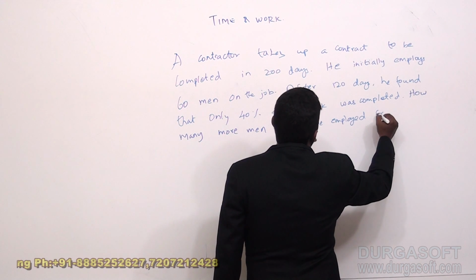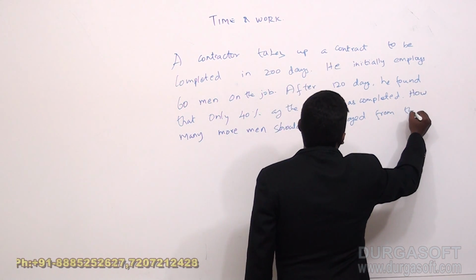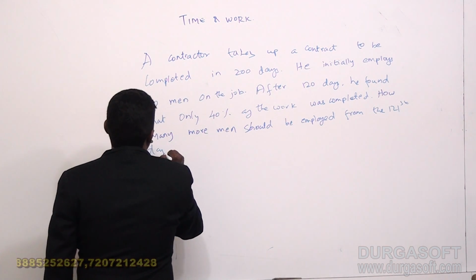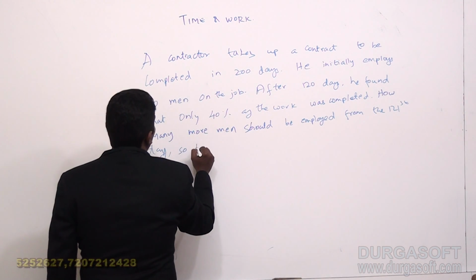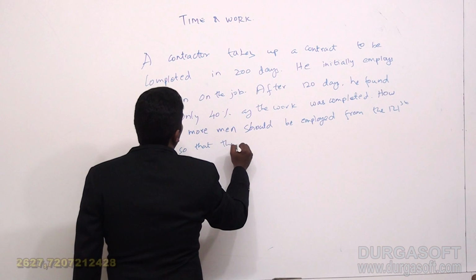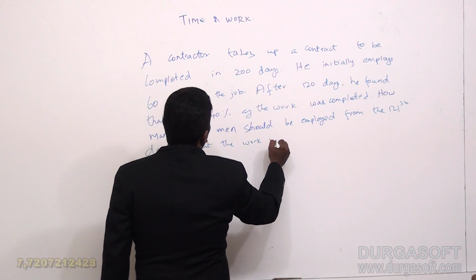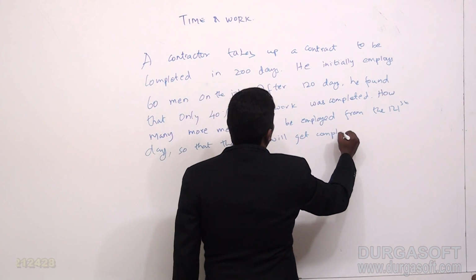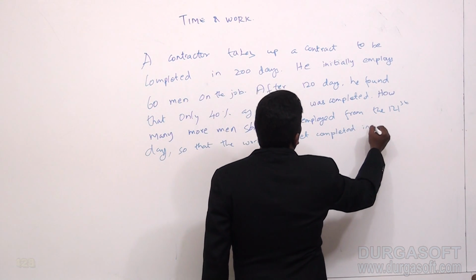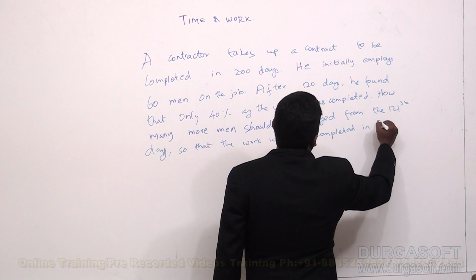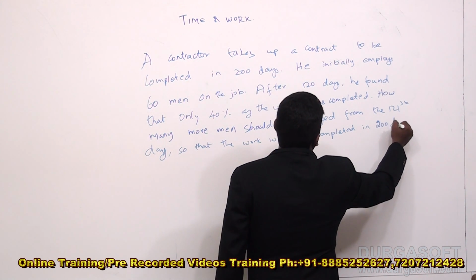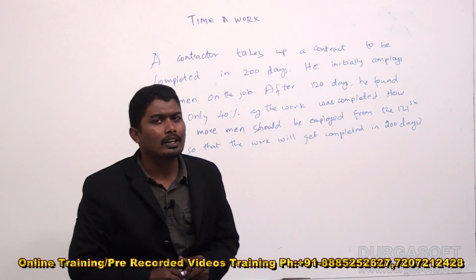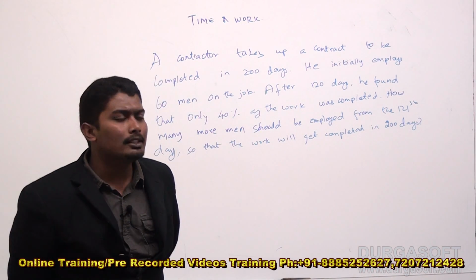Employed from the 121st day, so that the work will get completed in 200 days. The contract period is only 200 days.